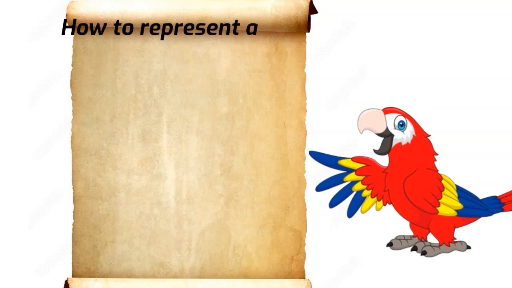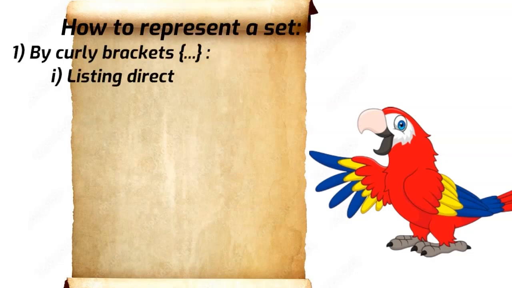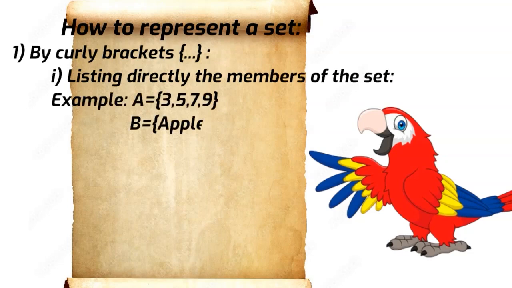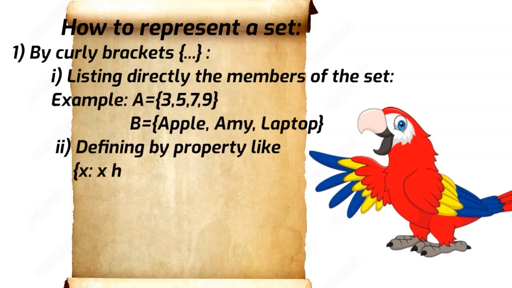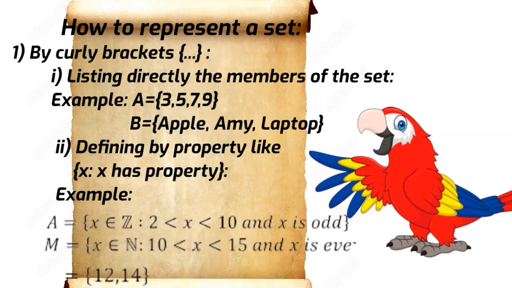How do we represent sets? We have seen this before, but let's enumerate our options. First, by curly brackets. Here, we have two choices: either we can list them directly, like in this example, A equals {3, 5, 7, 9}, and B equals {apple, Amy, laptop}. This one is a bit weird set, right? But remember, you can put anything into your set as long as you define them clearly.